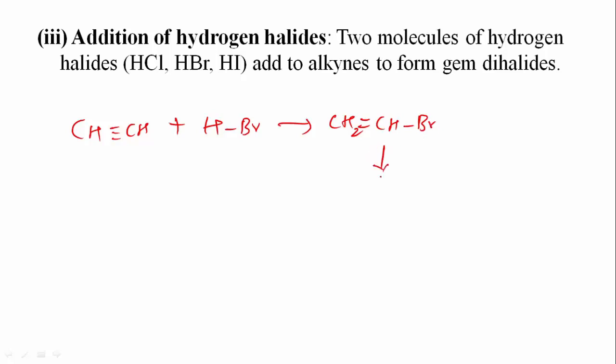So now again what happens? CH3 CHBr2 will be formed with another mole of HBr. So thus again if we add HBr, then you will get CH3 CHBr2, and that is according to the Markovnikov rule. So this is about addition of hydrogen halides.